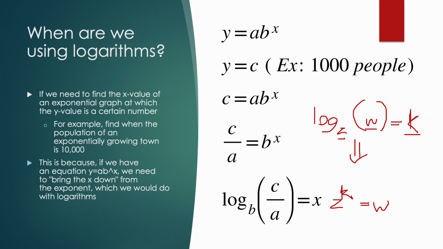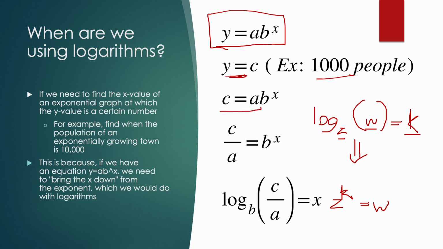So let's say we have just a regular exponential equation, y equals ab to the x, right? If you're not super sure on this, you might want to review the first video we did. And so let's say we have y equals ab to the x, and we're trying to figure out when y is going to be equal to c. And let's say, for example, c is like 1,000 people, right? It might be a word problem. Let's say c is 1,000 people, right?